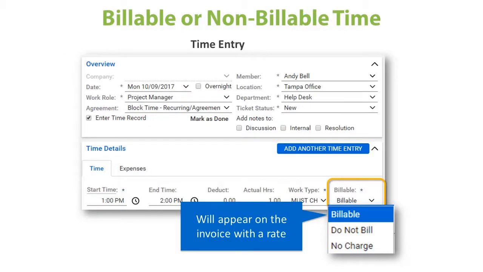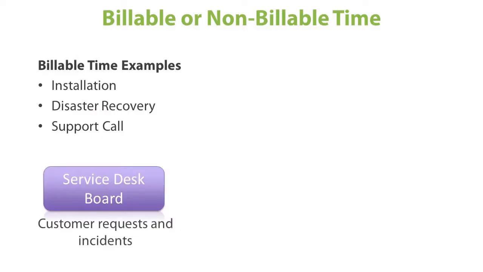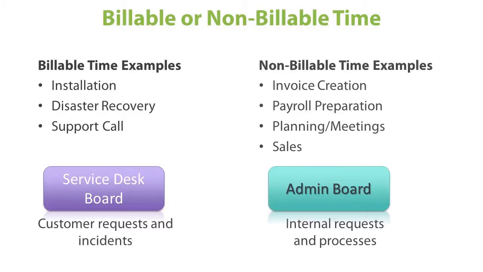Billable time will appear on the invoice with a rate. On time entries, in addition to billable time, you can determine if that time is non-billable, such as do not bill or no charge for admin work, for example. Billable time entries represent the types of work you can charge to clients and generally appear on a service desk board. For example, installation, disaster recovery, support call. Non-billable time examples include invoice creation, payroll preparation, internal planning or meetings, and even sales activities.